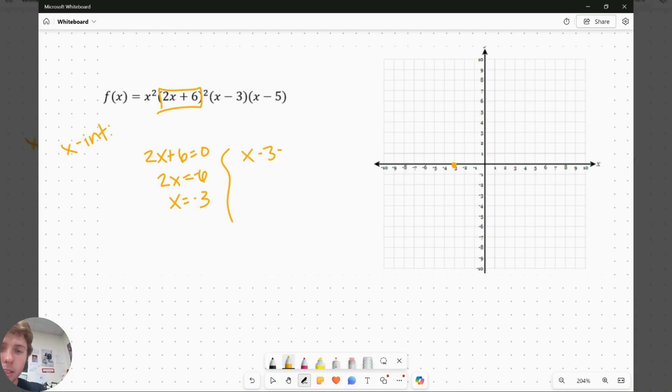x minus 3 equals 0. There's an x-intercept at +3. x minus 5 equals 0. There's an x-intercept at +5.